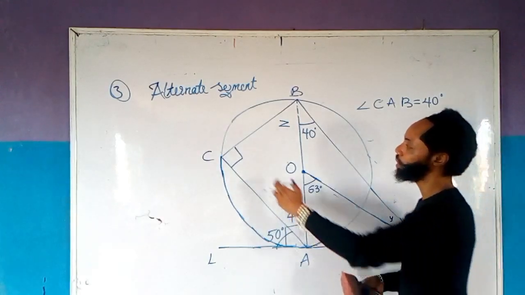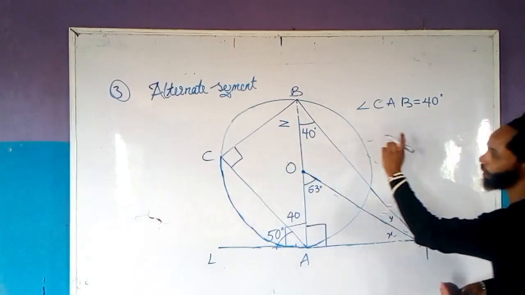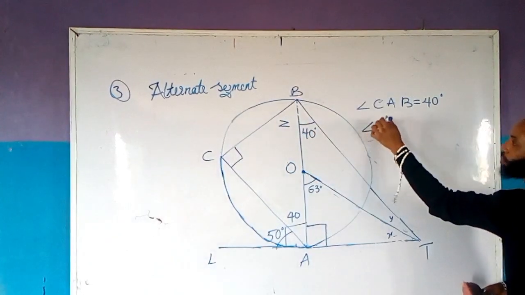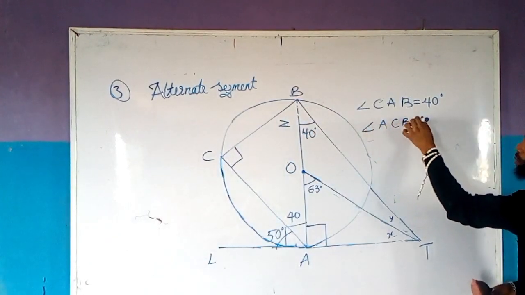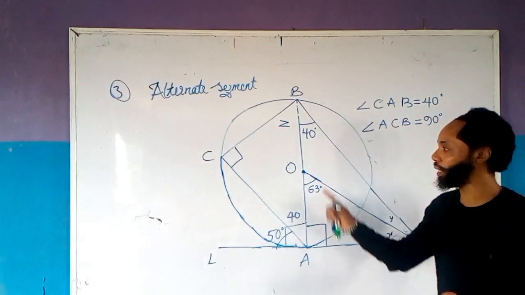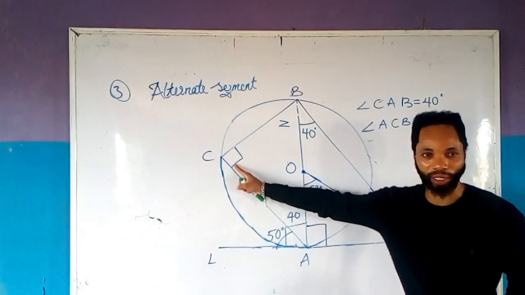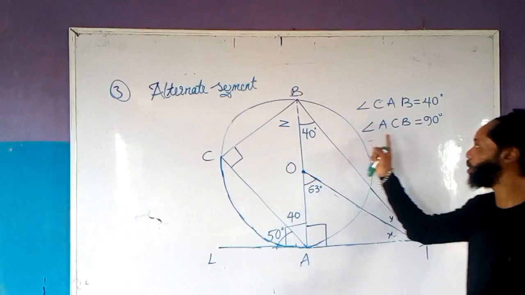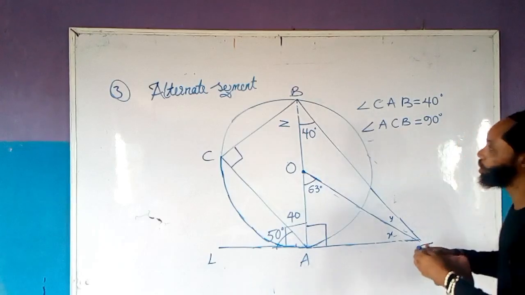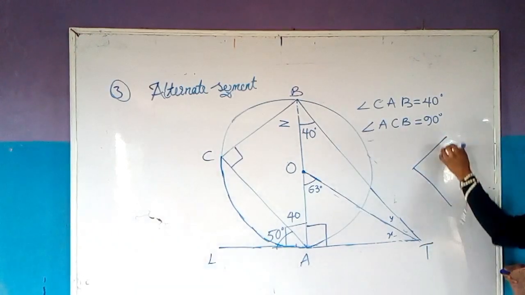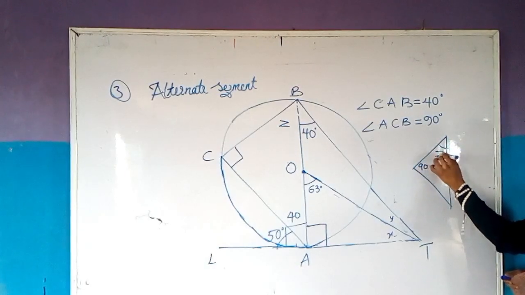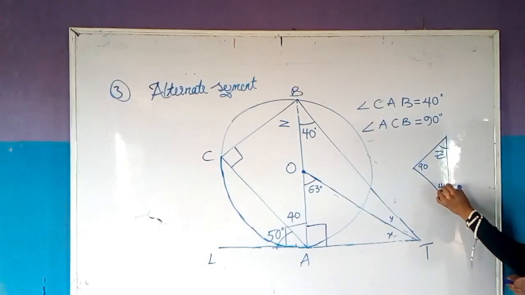Now, we already know this is 90 degrees. Now, let's get that angle ACB. Angle ACB is what? 90 degrees. What law is that? Angle subtended by a semicircle is 90 degrees. So you can write that down. So you can see we have a triangle out there. Here is 90. Here is Z, which you don't know. And here is 40 degrees.